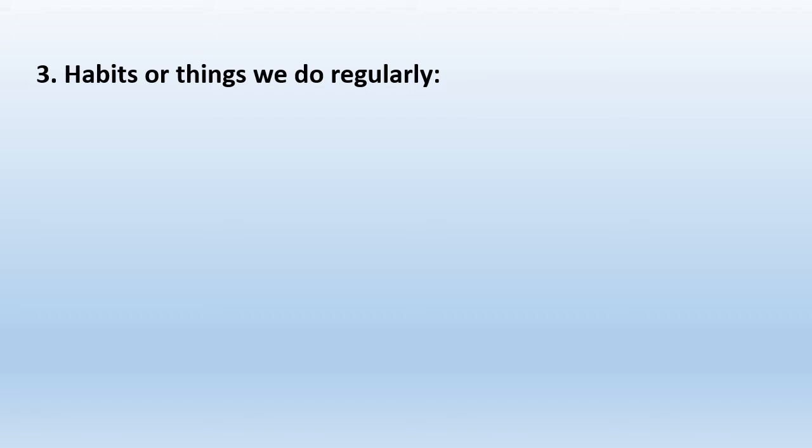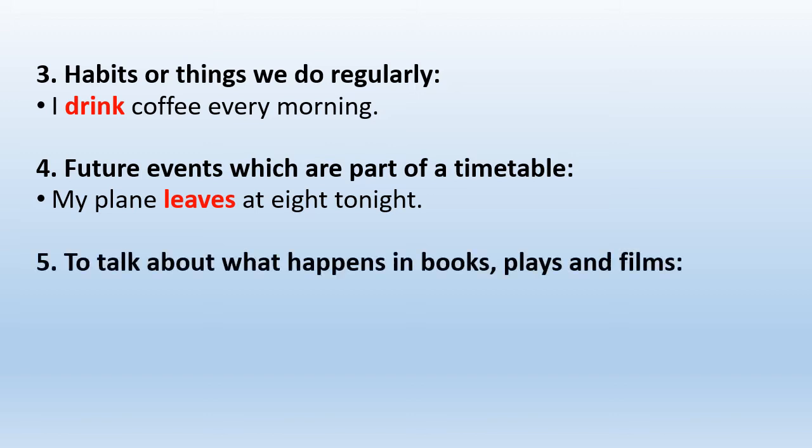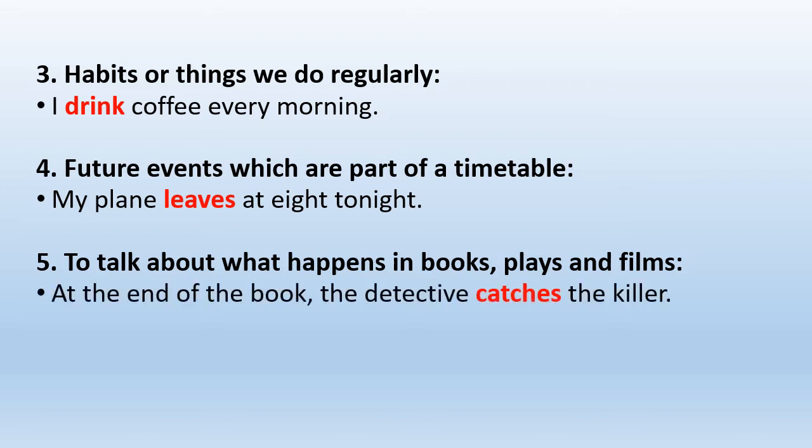Also, we use the present simple to speak about habits or things we do regularly. Like, I drink coffee every morning. It's my habit. I do this regularly. We also use it for future events which are part of a timetable or a schedule, like my plane leaves at 8 tonight. It's in the future, but this is a schedule. And to talk about what happens in books, plays, and films. For example, at the end of the book, the detective catches the killer.